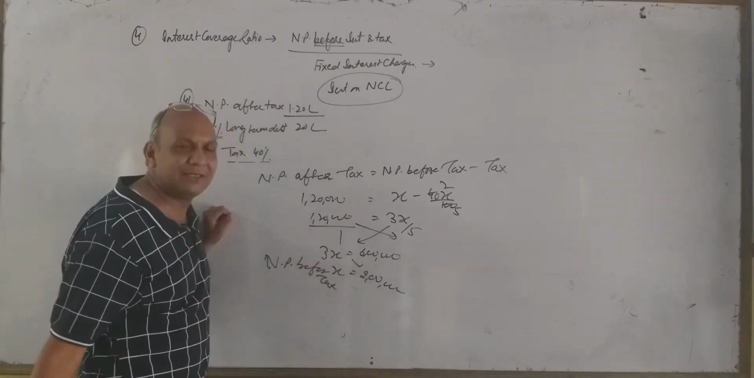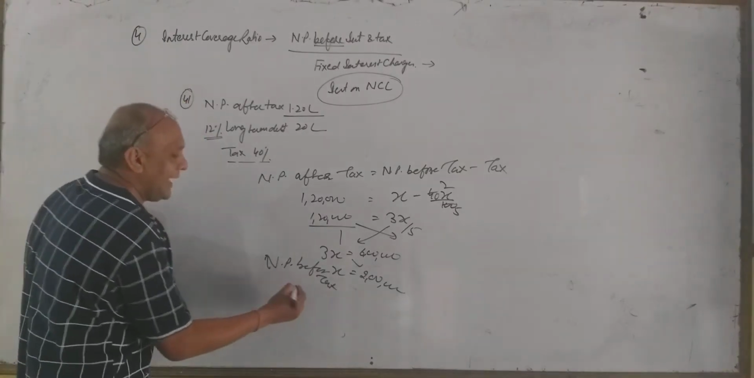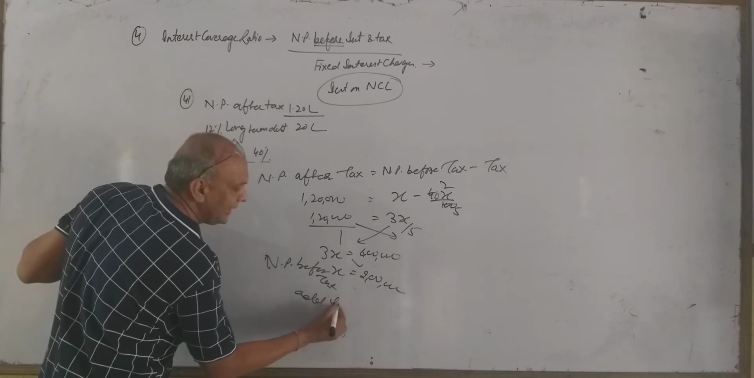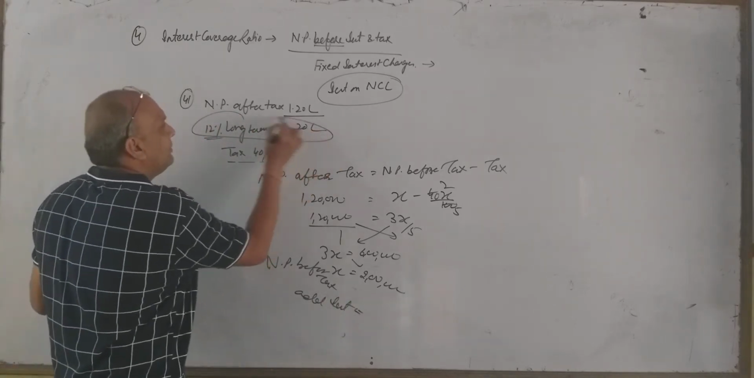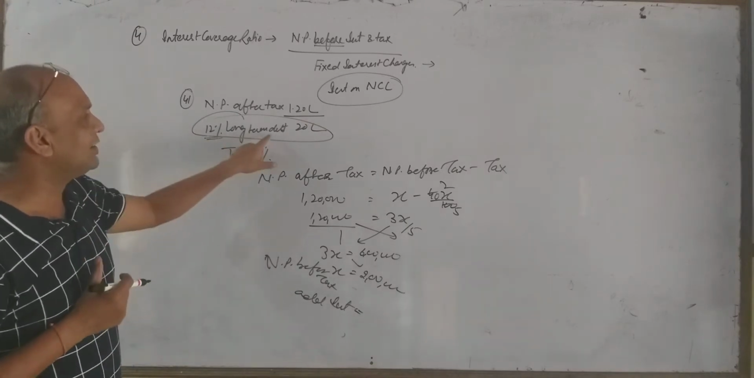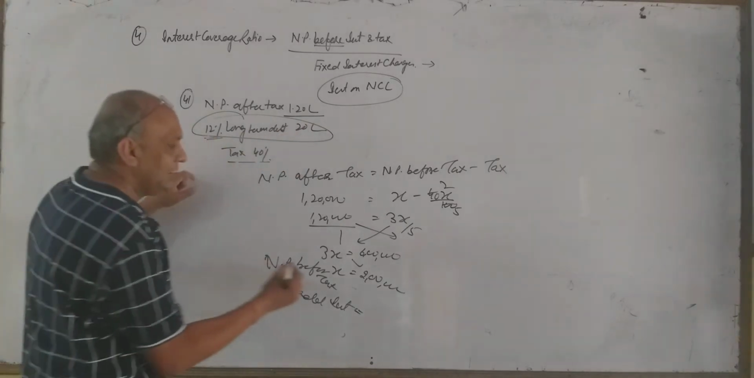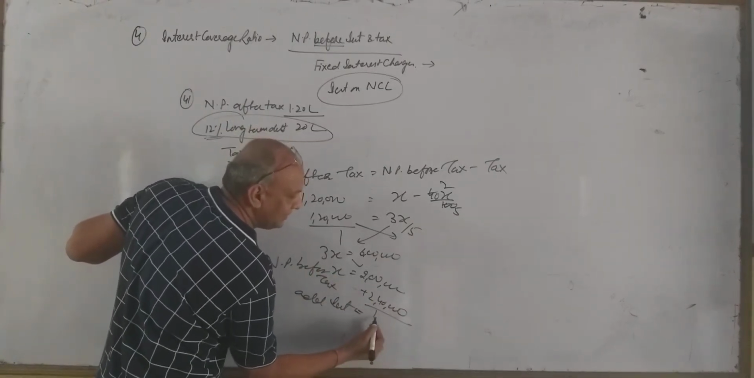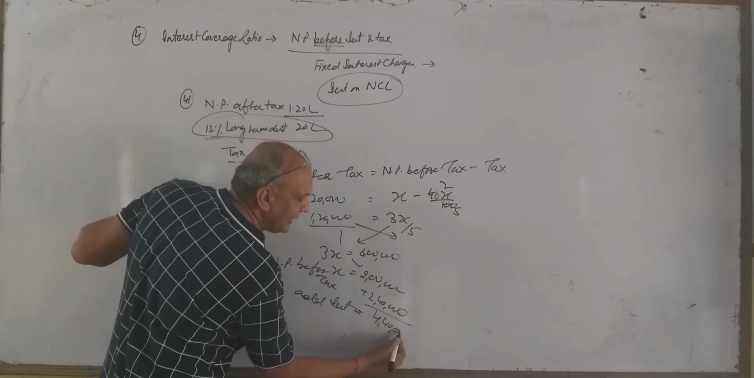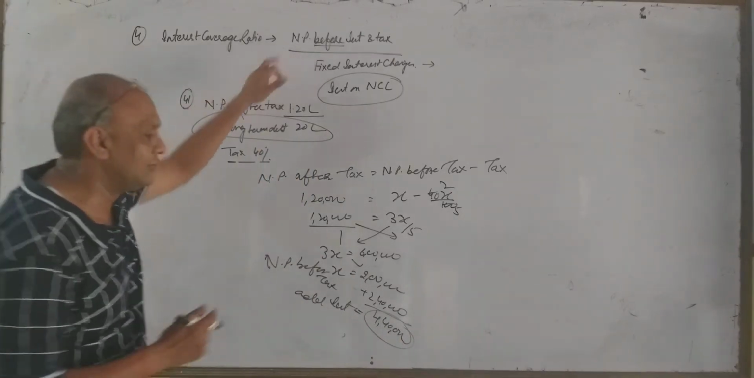Before tax आ गया सर हमारे पास. हमें तो before interest भी चाहिए. Now from where? Add interest. From where will interest come? Interest will come from here, dear. 12% long term debt 20 lakh. So 20 lakh into 12% becomes 2,40,000. So total becomes, my dear friends, 4,40,000. This is your net profit before interest and tax.